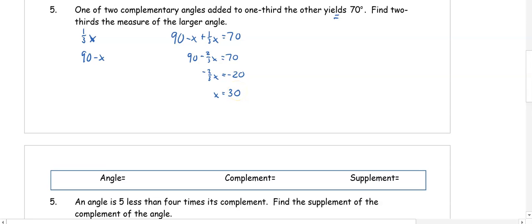So if one of our angles is 30, because really our angles are x and 90 minus x. We did the third because it said that in the directions, but the angles are really 30 degrees and 60 degrees because those together add up to 90 to be complementary. So we want 2/3 of the larger angle, so 2/3 of 60 is going to be 40 degrees.